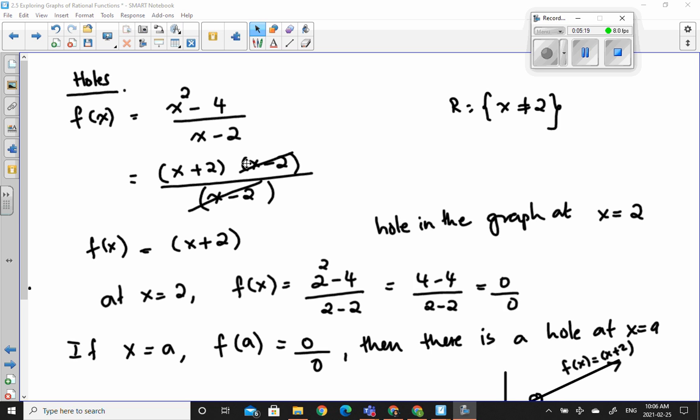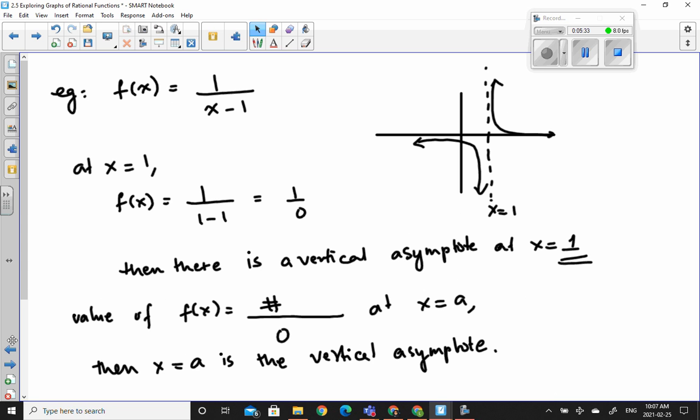So we looked at the scenarios that create a rational function with holes in it. If you give a value to x that creates a 0 over 0 scenario, that means at that value of x you have a hole in the function and the graph of the function. And if you assign a value of x in the domain of the function and get a number divided by 0, then at that value of x you have a vertical asymptote.